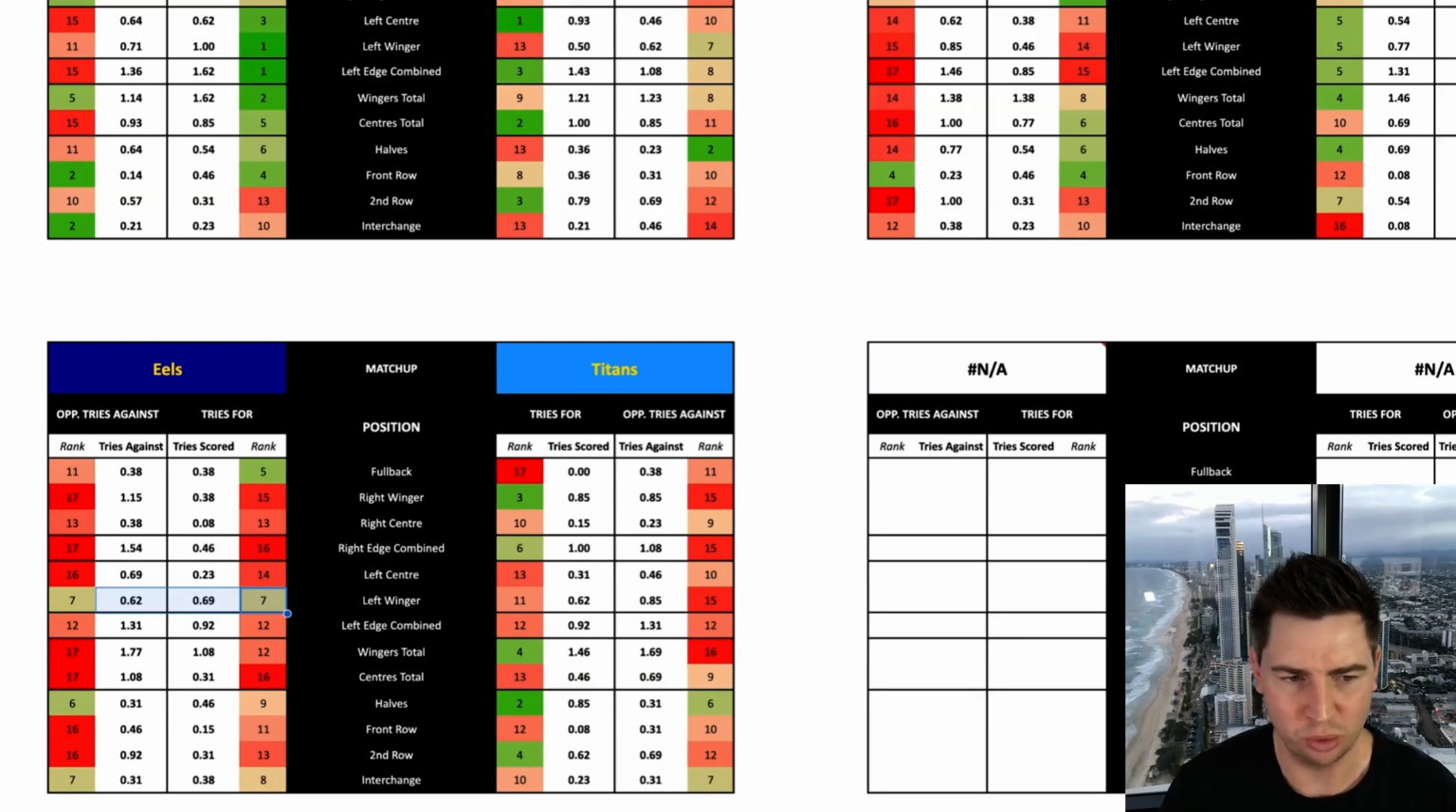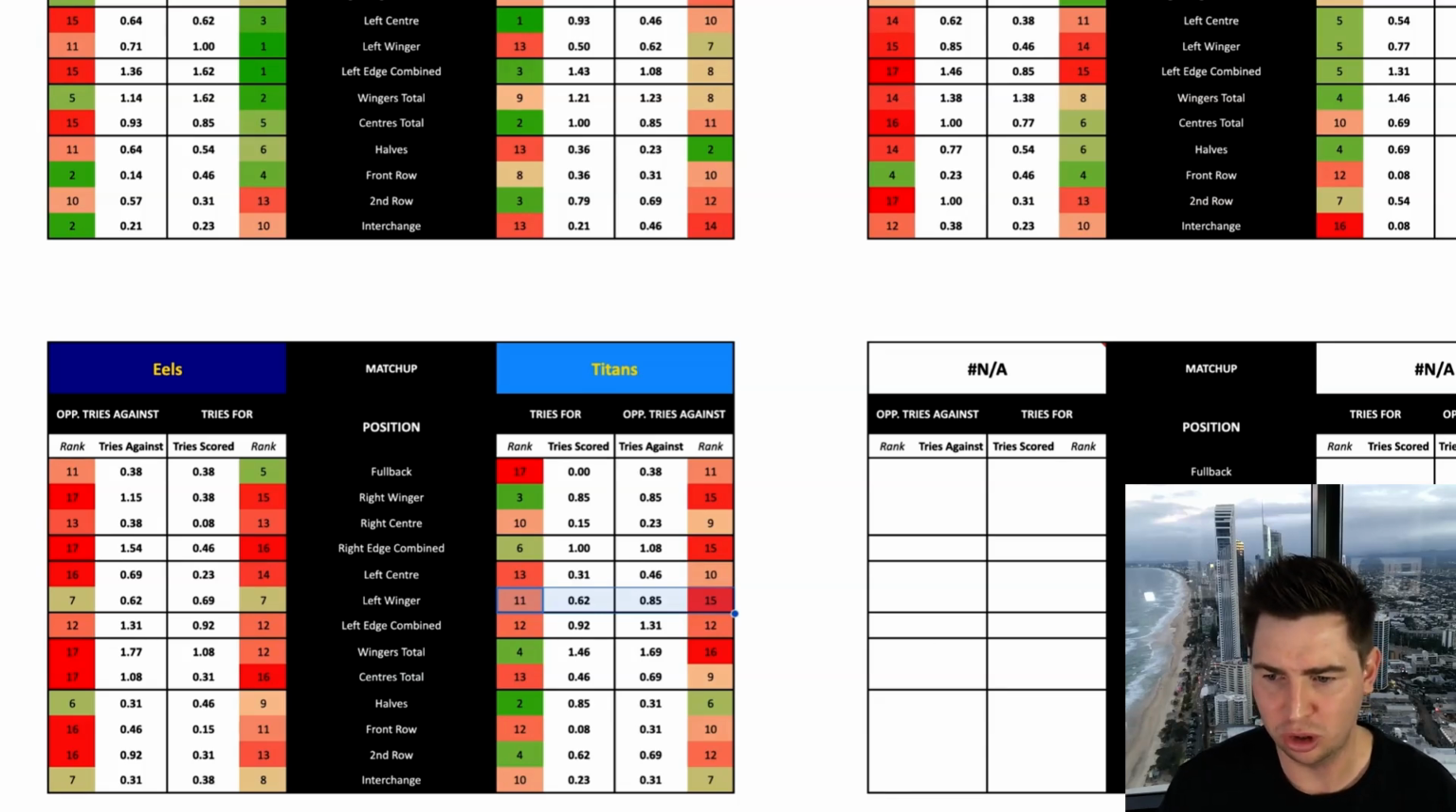And then for the Titans, we're going to the left wing. It's this matchup right here. Khan Pereira, he's $1.69 at Sportsbet. The Eels have conceded to the left wing in the last 3 games and have conceded in 9 of 13 overall on the season. So majority of games, the left winger is scoring.